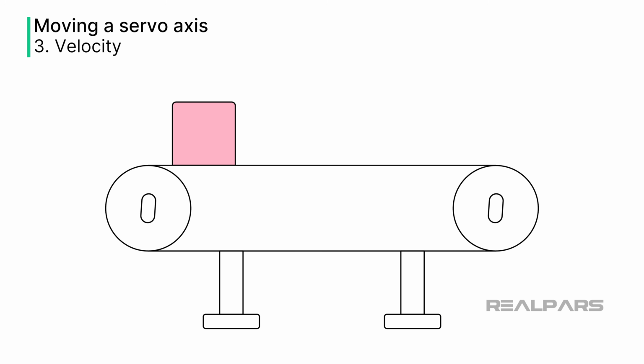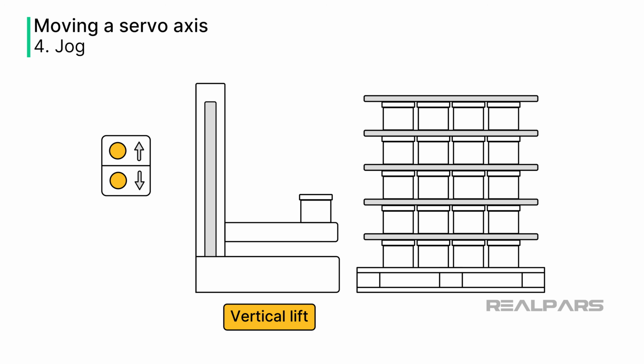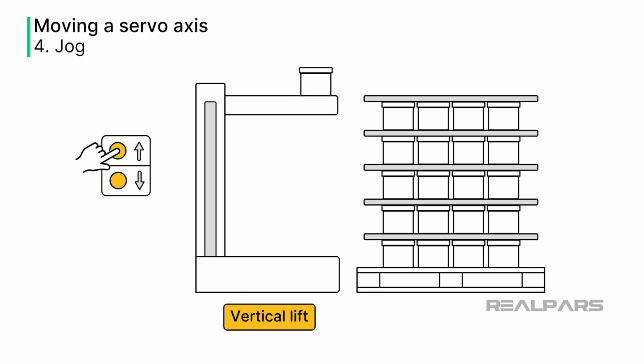Velocity command moves the axis at a constant speed. For instance, a conveyor belt runs at a constant speed of 25 mm per second. Jog command moves the axis in a specific direction as long as the command is being executed. For example, an operator jogs a vertical lift upwards to adjust the height of the lift to align with the workbench for loading parts.